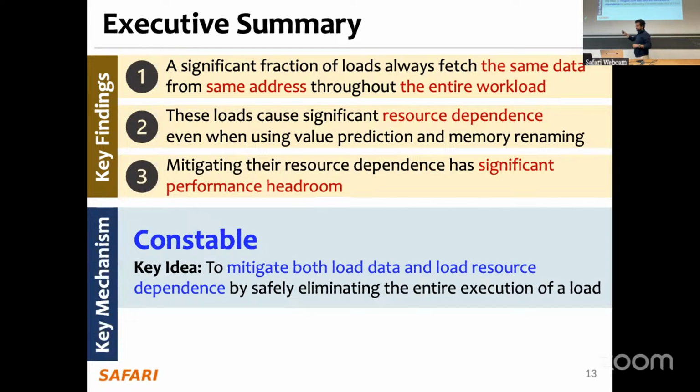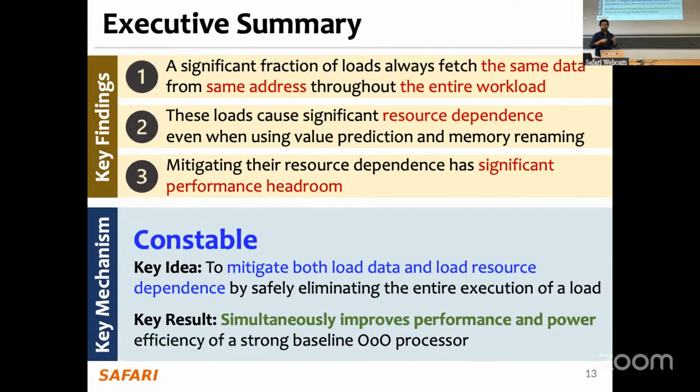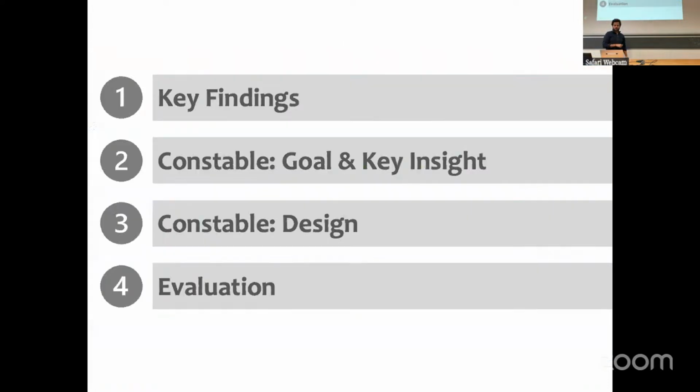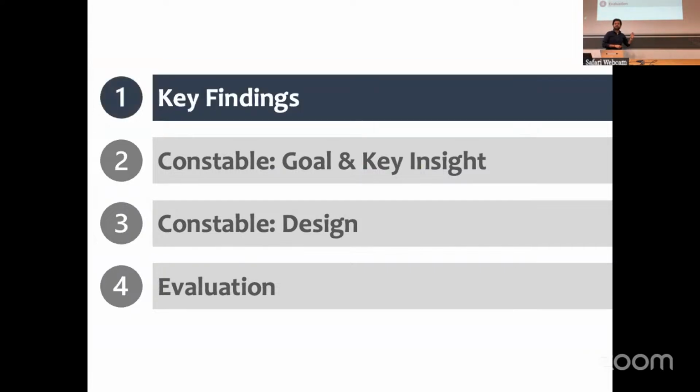With that said, we are going to propose Constable. The key idea of Constable is to mitigate both load resource dependence and data dependence by safely eliminating the entire execution of a load instruction. We're going to show that it provides performance as well as power benefits, because you're not fundamentally executing an instruction, on top of a strong baseline out-of-order processor that already has lots of optimizations going on. Okay, that's the brief overview of today's talk. So let's start with the key findings.